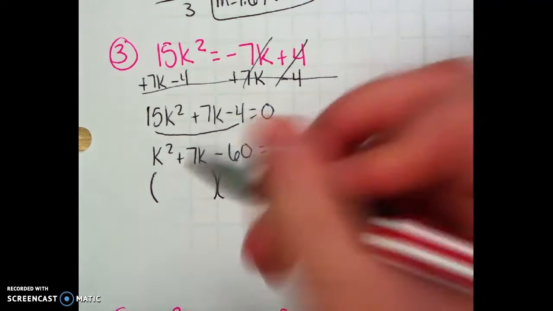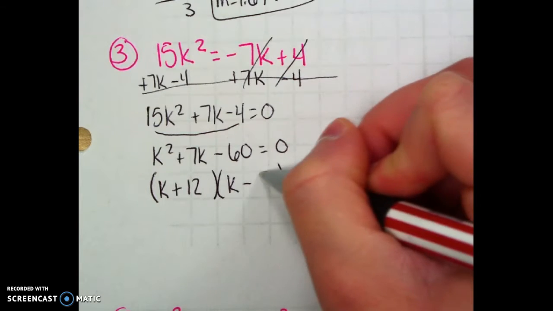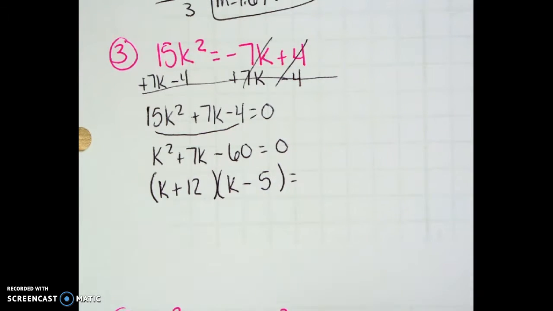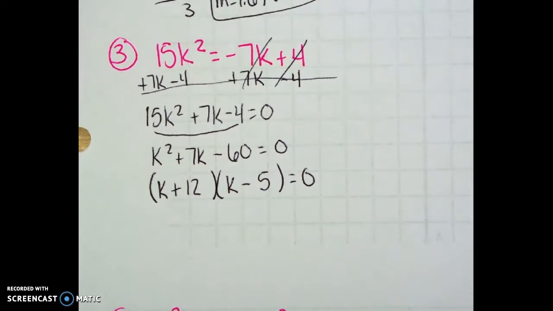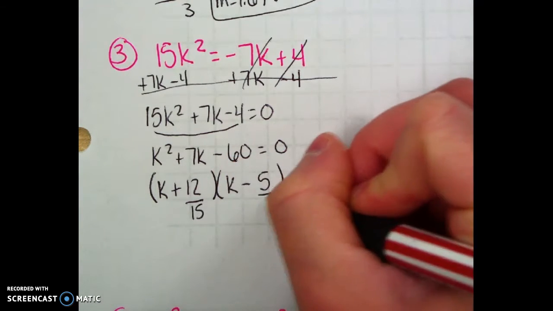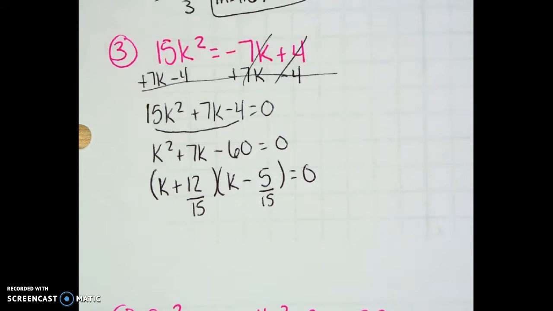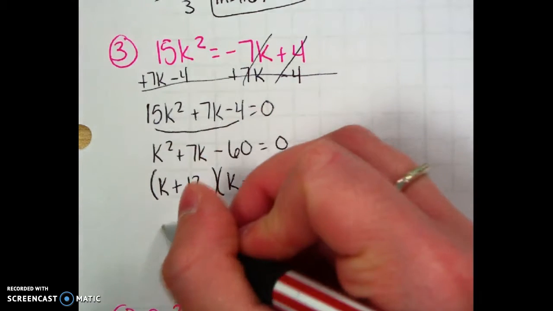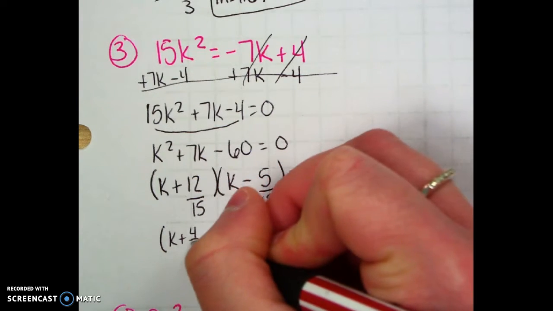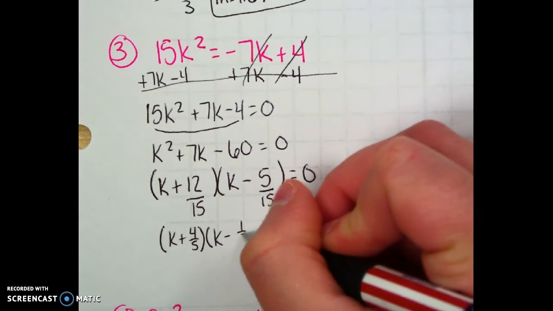Okay, so this one would be k plus 12, k minus 5. Okay, that one was kind of tricky. And then I divide by 15, so I'm going to have to reduce on both of them actually. So 12 over 15, if you're not sure what it reduces down to, check it on your calculator. But it becomes k plus 4 over 5. And this one becomes 1/3.